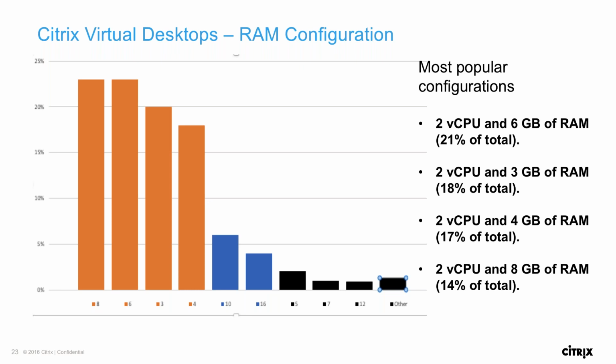First were 2 virtual CPUs and 6 gigabyte of RAM, which was 21% of the total that we found across all the virtual desktops. 2 virtual CPUs and 3 gigabyte of RAM was 18% of the total, coming up just behind that. Then 2 virtual CPUs and 4 gigabyte of RAM, and finally 2 virtual CPUs and 8 gigabyte of RAM. So those are the numbers that we found across these tens of thousands of virtual desktops that we looked at.